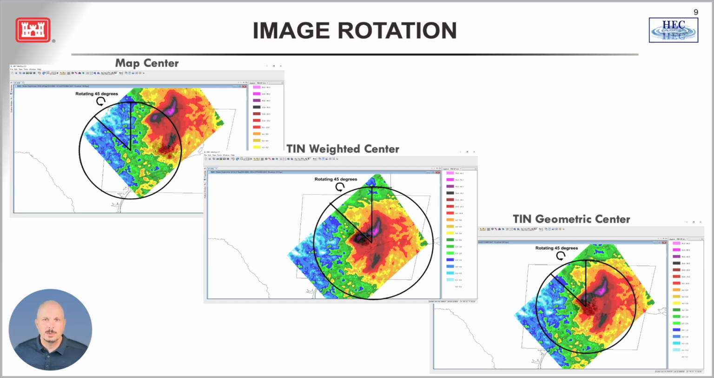Typically, the geometric and weighted centers are easier options to work with rather than choosing the map window center, unless the grid is centered within the map window. In any case, the rotation feature does provide visual guides showing where the center point of rotation is and showing the angle of rotation from the north axis.